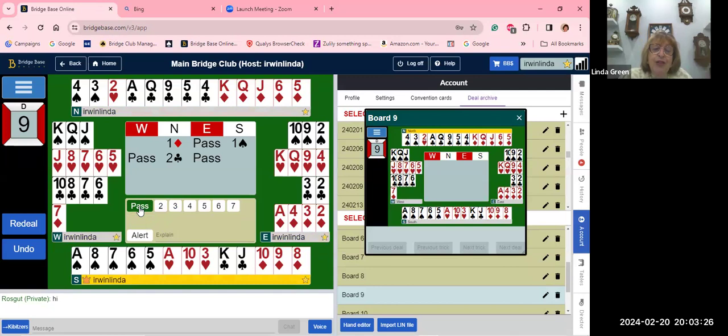Now we have to do something on this hand, and we have invitational values, and we do have the heart stopper. So on this hand, it's correct to bid 2 no trump. Partner, I have 11, 12 points, and I do have a heart stopper. That describes your hand. You can't bid anything else but 2 no. 5, 3, 3, 2. You bid clubs and diamonds. I have hearts and spades.